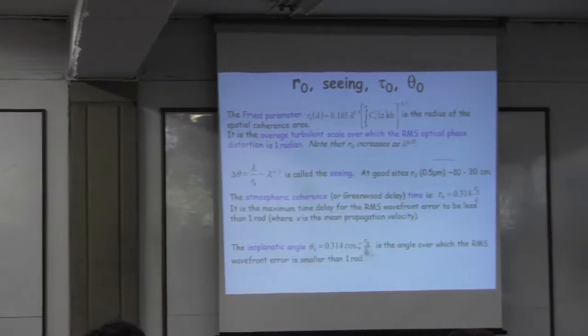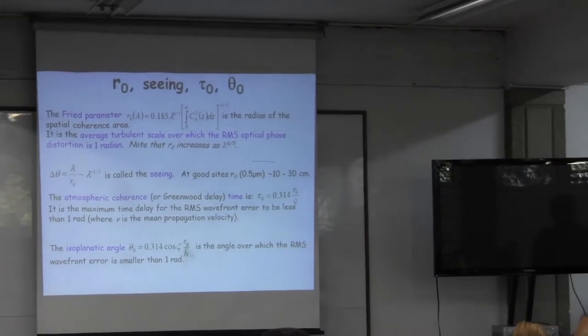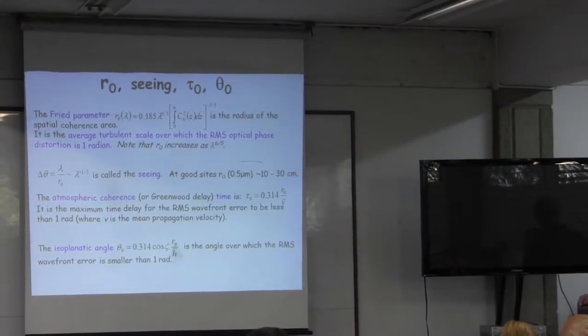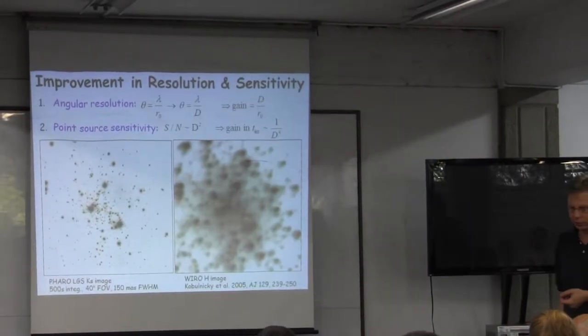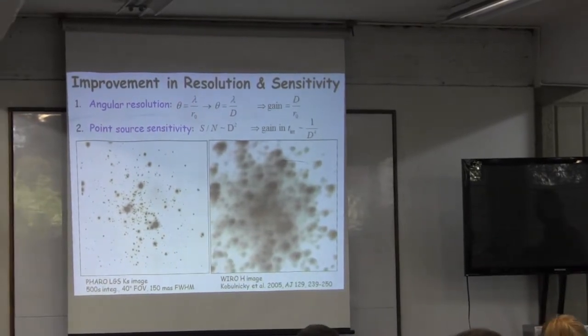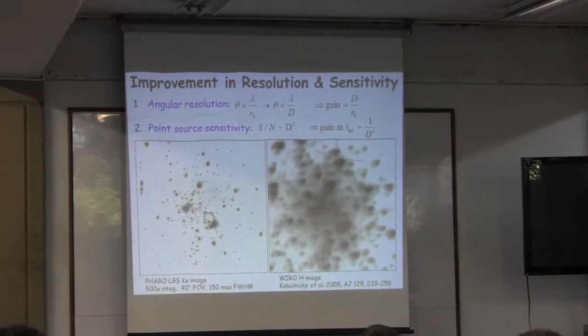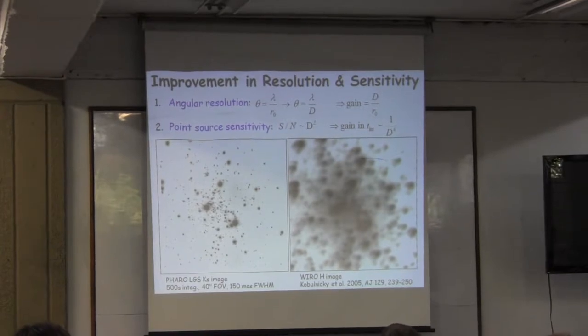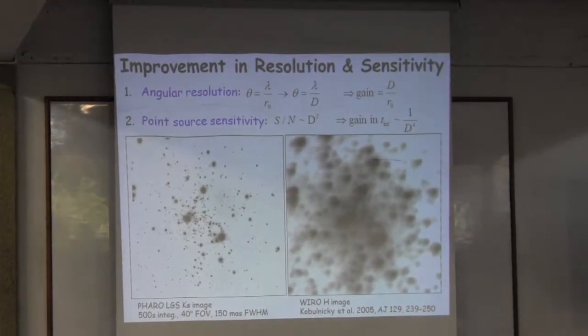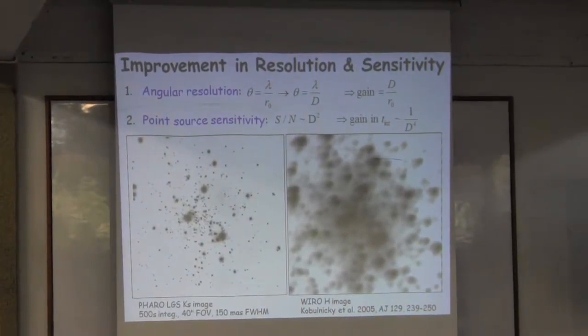Bit optimistic in many cases. But okay, your point is well taken. This is one. Okay, now you've seen this before, right? We need the AO system to improve resolution and sensitivity. Compared with the images, you see structure here, details that you don't see, and you also see more faint sources.